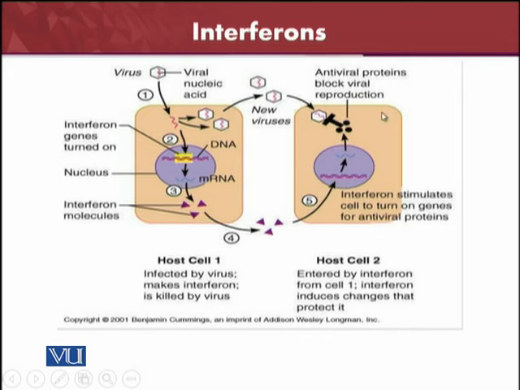The basic function of the interferons is to produce the antiviral proteins, and these antiviral proteins act to block the viral infection. From this diagram, it is clear that the interferons are produced at the end of the infection, when the viral mRNA is already replicating. However, if we give the interferons at the time of the infection, then the proteins will be produced, those will be the antiviral proteins, which are capable of blocking the viral reproduction.